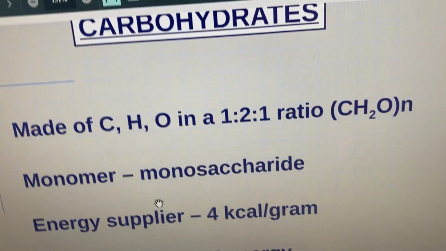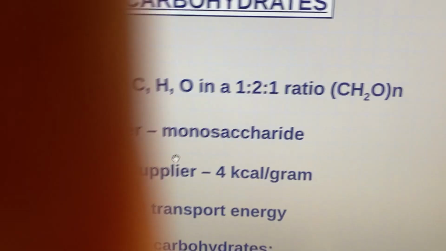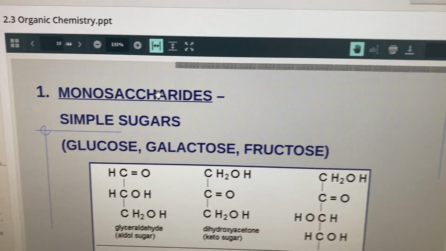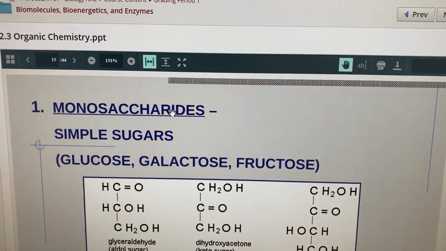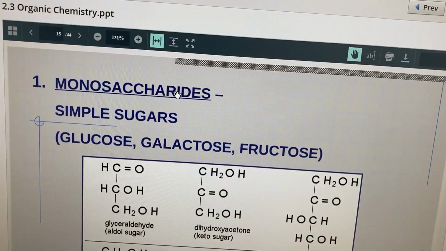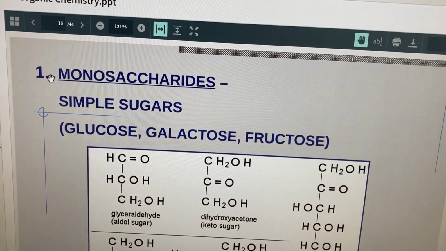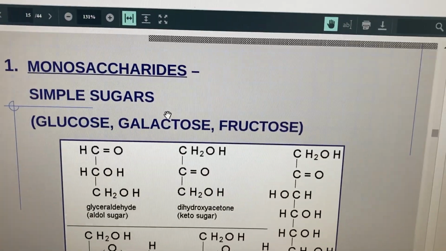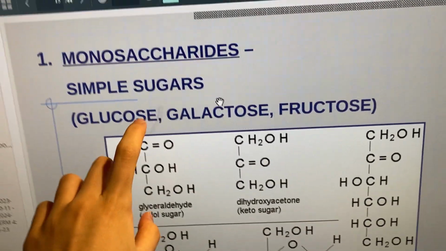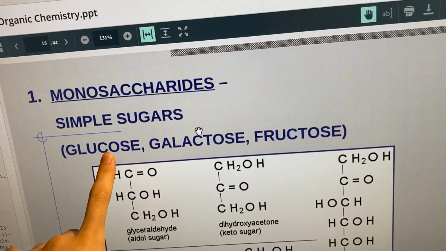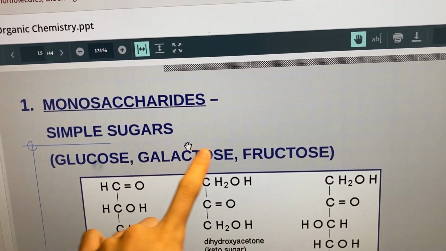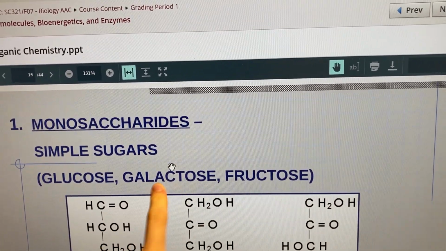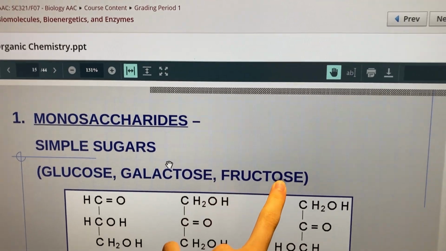Okay. And then next, we're gonna start talking about monosaccharides. Saccharide means sweet in Greek. So it means simple sugars basically. Mono means one, saccharides means sugar. So it means one sugar. And examples of monosaccharides include glucose, which is the thing we always talk about, C6H12O6, galactose, which is basically found in milk, and fructose, which is found in fruits.